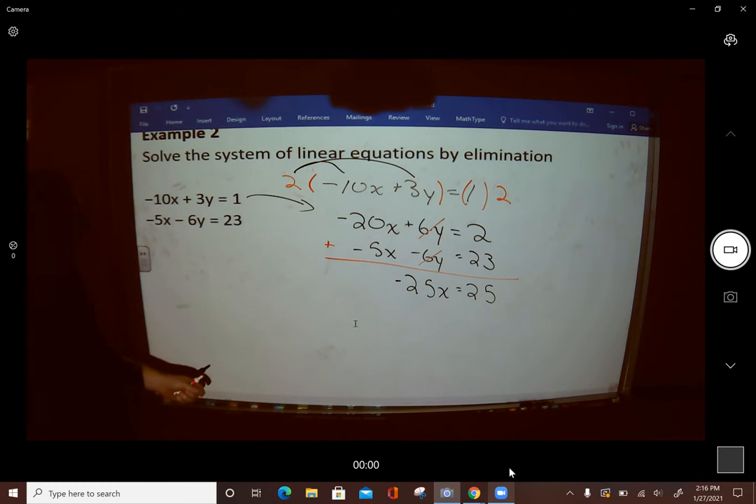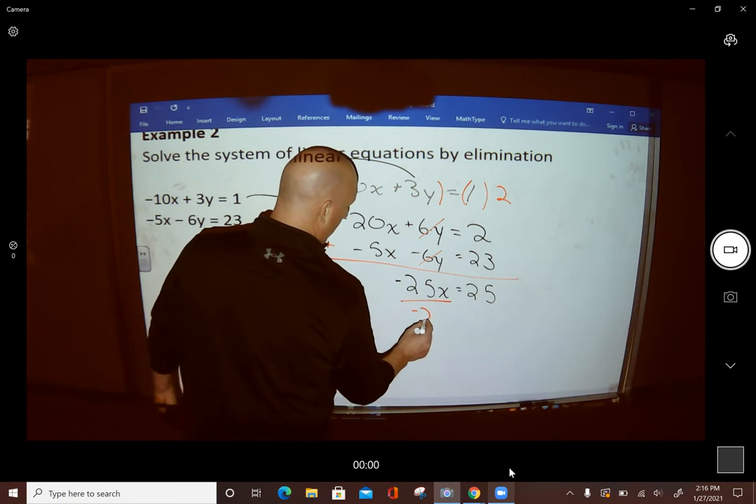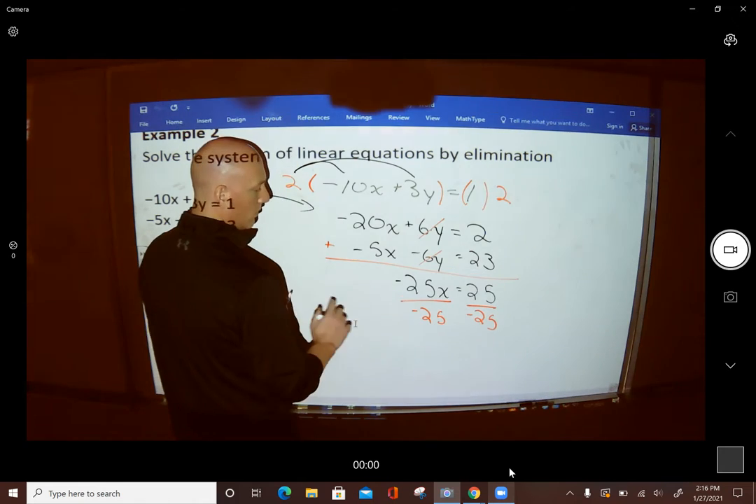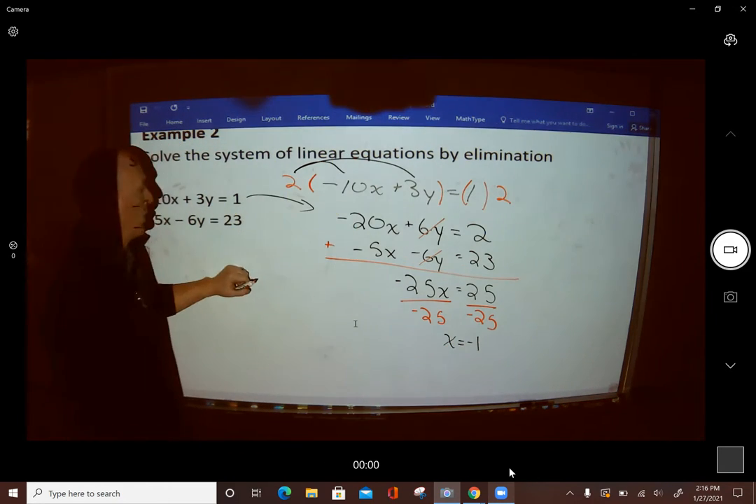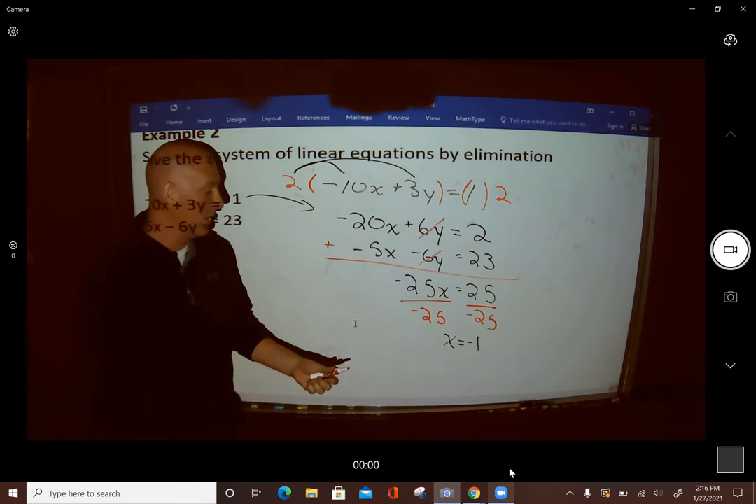Now that we've eliminated one variable, we can solve. Divide by -25, divide by -25. X equals -1. Now that I know what x is, I can very quickly find out what y is. Exactly like we did in substitution.